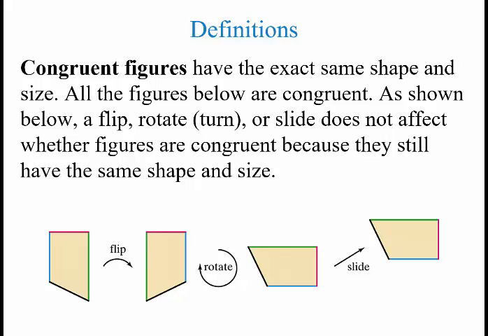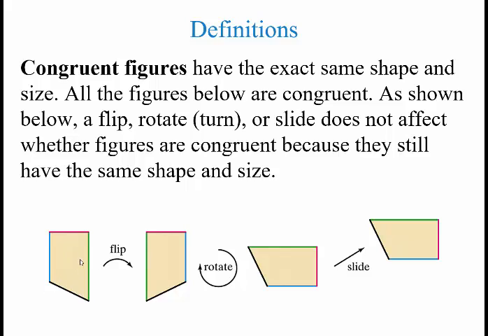All right, so let's start with the definition. Congruent figures have the exact same shape and size. So all the figures below are congruent. As shown, what we have below is a flip, a rotate, which is a turn, or a slide. These things do not affect whether figures are congruent because they still have the same shape.